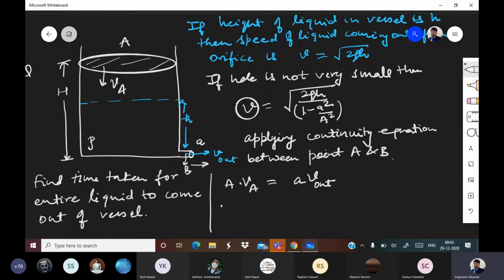So capital A into VA, I am not putting the value of VA right now. And that is equal to small a into V out. V out is under the root of 2gh upon under the root of 1 minus small a square upon capital A square.